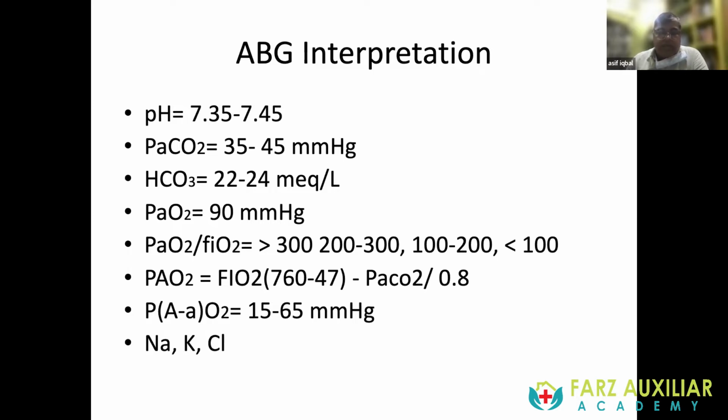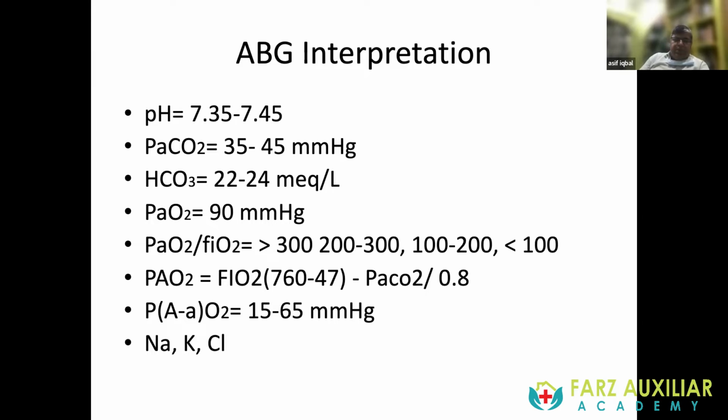The normal value of pH is 7.35 to 7.45. But when you are calculating something, you take the pH value as 7.40. Similarly, when you are calculating, PaCO2 will be 40. In case of bicarbonate, normal is 22 to 24, and for the calculation, it is 24. And PaO2, though it is written as 90 mmHg as normal, 100 is the normal.